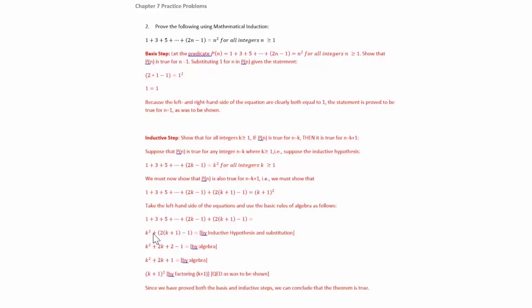Now I can simplify this using algebra. I have 2 times k plus 1, which would be 2k plus 2, minus 1. Then I simplify this, and you can see that it's k squared plus 2k, and 2 minus 1 is 1. Now I can take this expression. If you remember in algebra, we can factor. This is going to be k plus 1 times k plus 1, or k plus 1 squared.